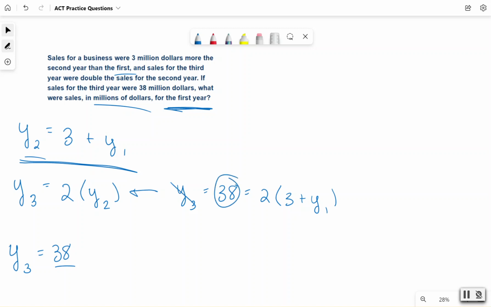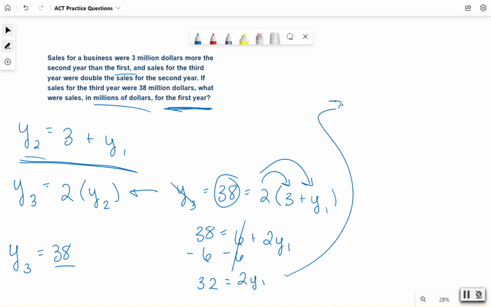So it's going to be 38 is equal to, and we're going to expand the 2 to both values here. So it's going to be 6 plus 2Y1. We're going to subtract 6 from both sides. Cancels out here. That's going to get us 32 is equal to 2Y1. In that case, we're going to divide by 2 on both sides. So it's going to be 32 divided by 2, and then it's also going to be 2Y1 divided by 2. Those 2s cancel. 32 divided by 2 is 16, equals Y1. And so this is going to be our answer.